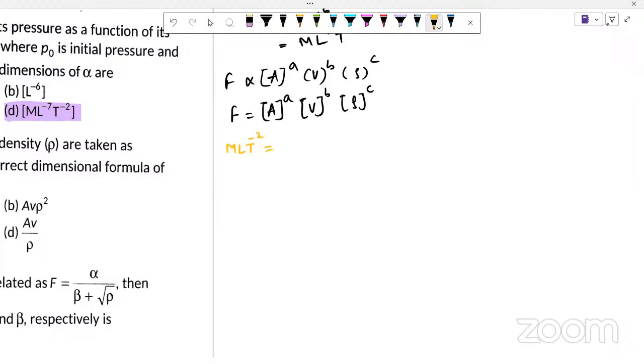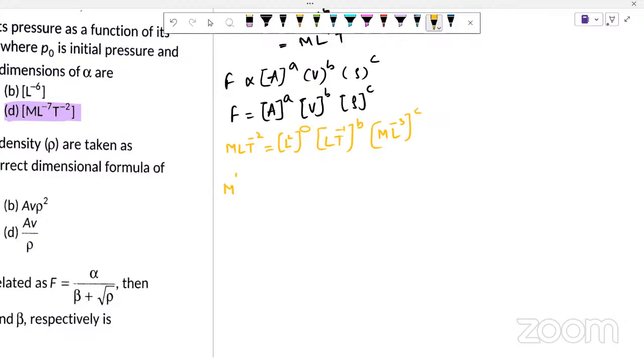A is area. Dimension of area will be equal to L square, that is nothing but L square to the power of A. And V is nothing but velocity, so it is L T power minus 1 to the power of B. Then density is equal to mass by volume, so it is M L power minus 3 to the power of C. So equate the powers right now.